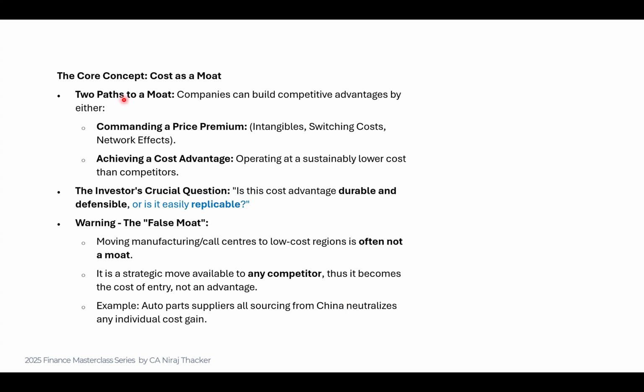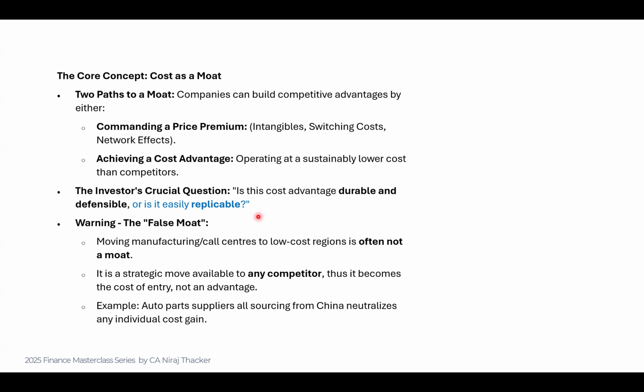Now, there are two parts to a moat. Companies can build competitive advantage by either commanding a price premium, which we have already covered. We have covered intangibles, switching cost, and network effect. Now what we are covering is operating at a sustainably lower cost than competitors. This will again give us a moat. The company which has a lower cost will have an edge over the competitor. Now, the most important question is: is this cost advantage durable and defensible, or is it easily replicable?